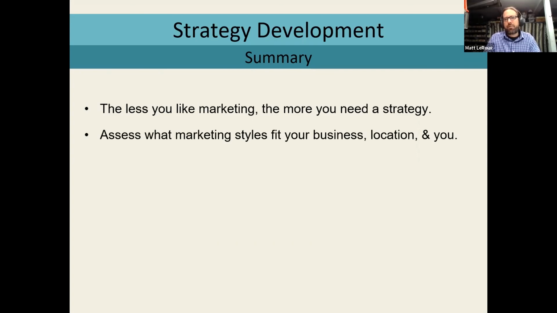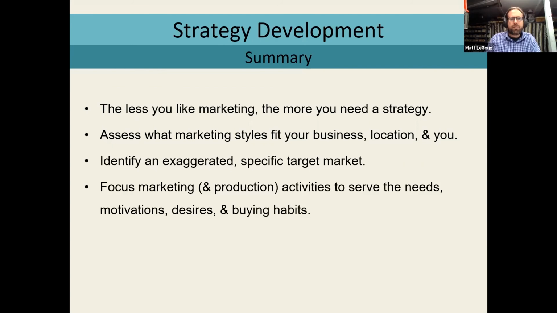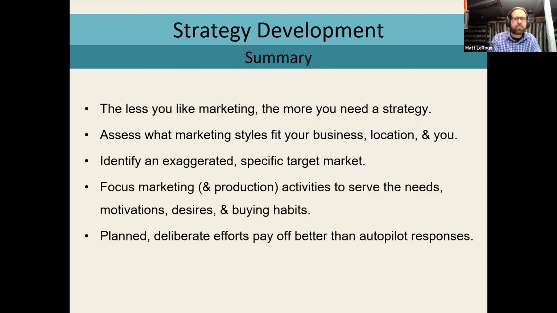Assess the marketing styles that fit you, that you're going to enjoy and be able to maintain, and then also that fit your business and your location, which is to say, you do need to choose a target customer that's actually available in your area. Identify that exaggerated and specific target market, and then focus your marketing and ultimately your production activities to serve the needs, motivations, desires, and buying habits of this customer. And these will lead to very planned, deliberate efforts, which pay off better than autopilot responses.